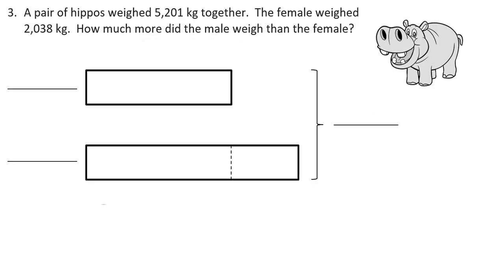Let's do one more problem. This one says a pair of hippos weighed 5,201 kilograms together. The female weighed 2,038 kilograms. How much more did the male weigh than the female?